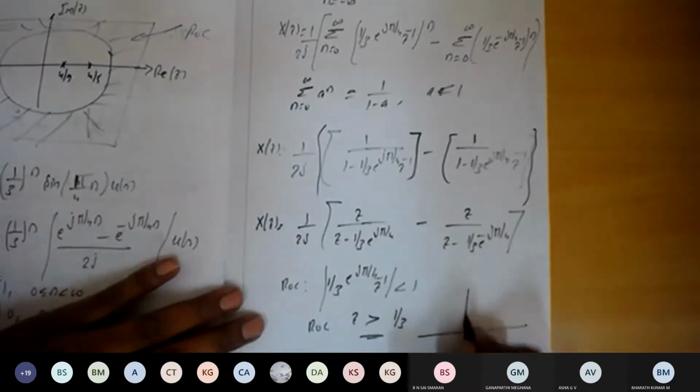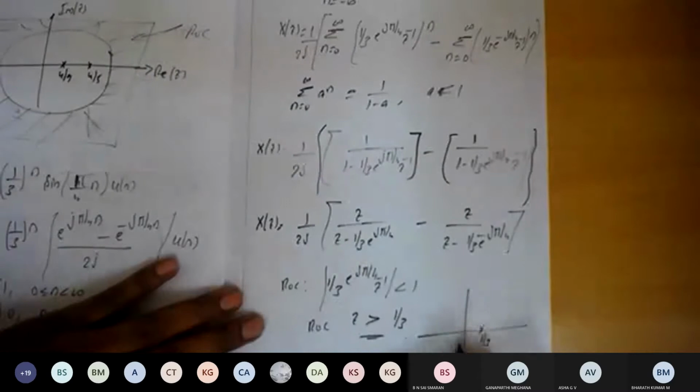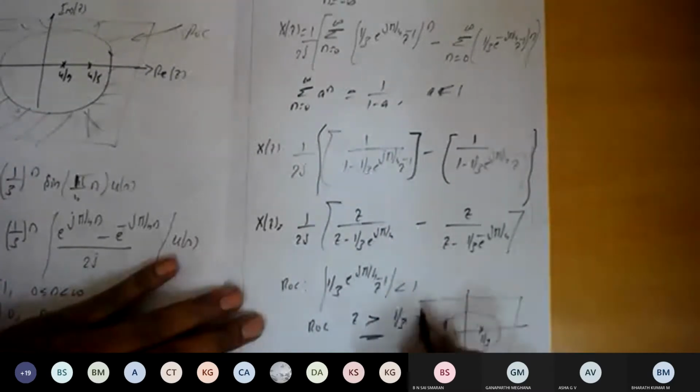So we can plot here. At 1 by 3, one pole is there, and outside this pole circle we have the ROC.